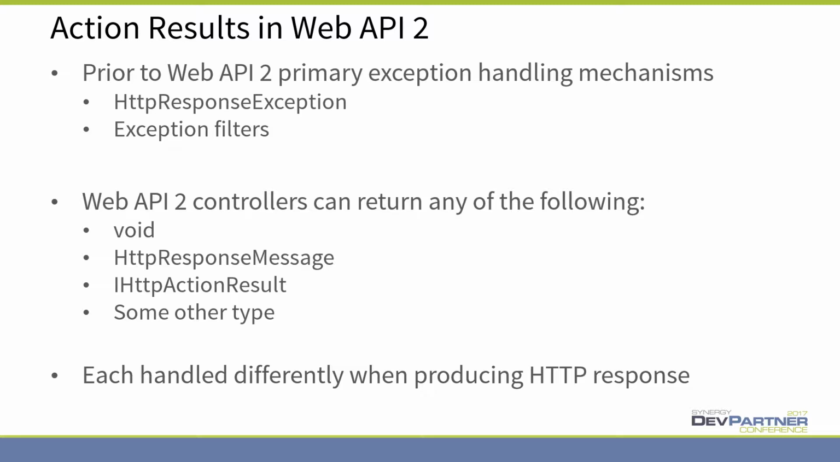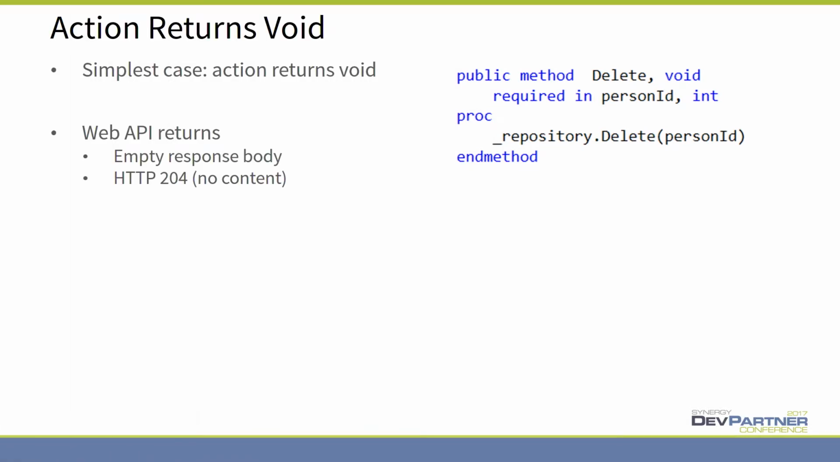Or it could return some other type, data, string, object, person, in which case all the default handling that we've already seen applies, where our methods are just returning person or collection of person. So you can still do that. But in addition to that, you can return this response message or action result. And each are handled slightly differently. All of them are turned into an HTTP response. No matter what you do, Web API is going to step in and turn it into a structured HTTP response. Even if it's HTTP 500, that's still a valid HTTP response. But you get a lot more fine-grained control now.